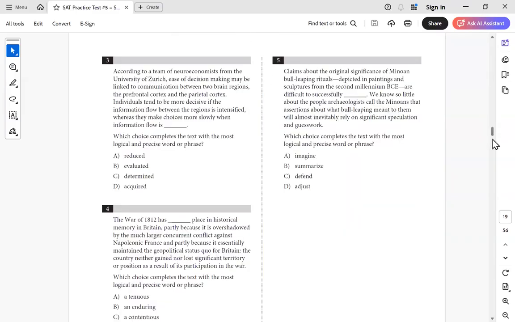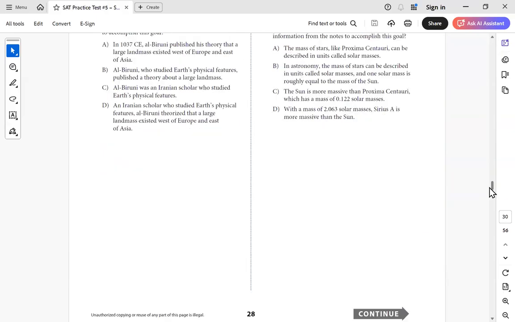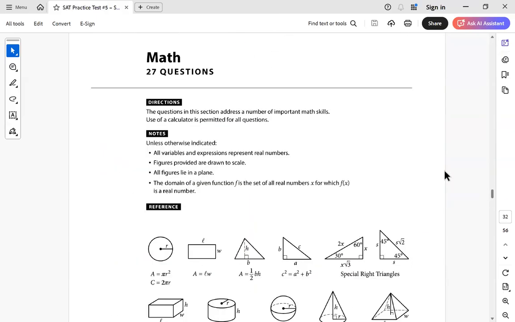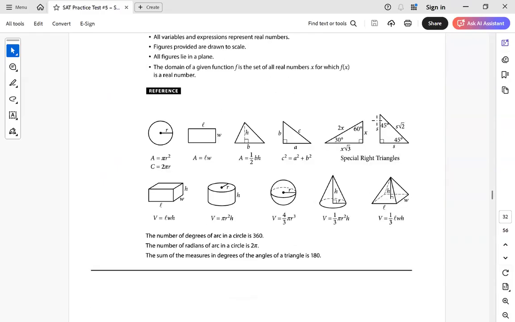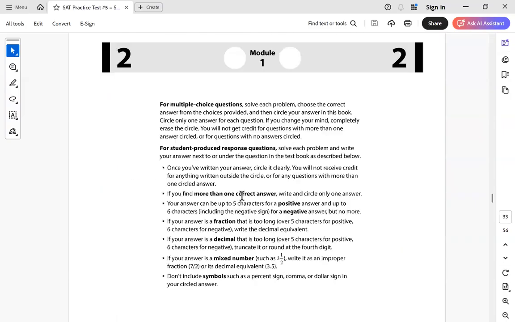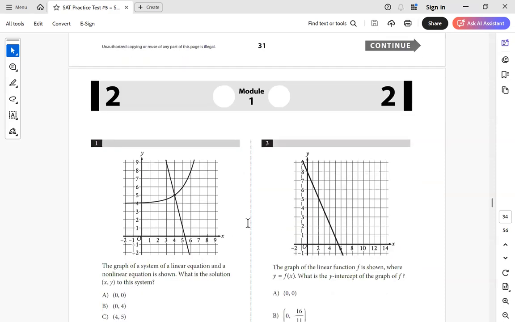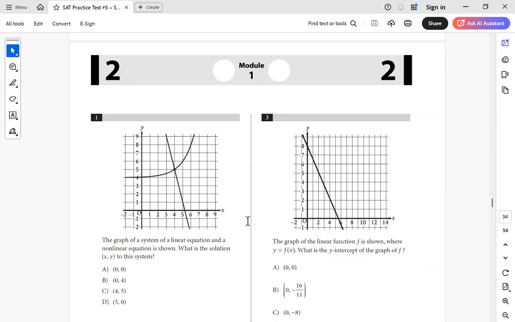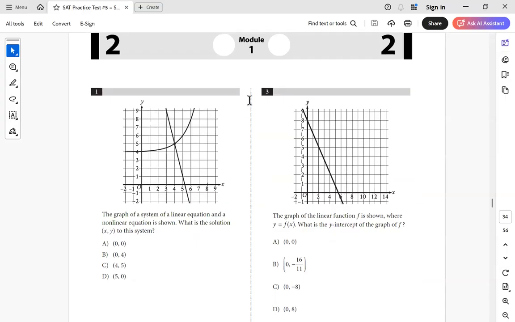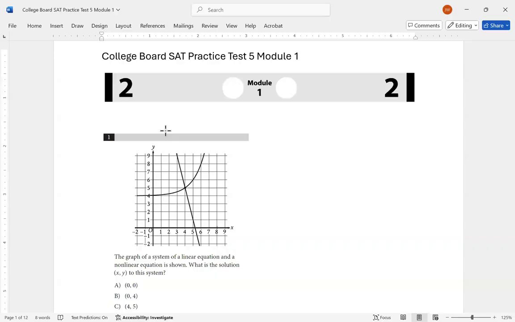The reading and writing portion starts the practice test, but once you get down to about page 30, the math portion starts. Obviously, there are some formulas that we may use, and there are some directions about how to type your answers in. And then module 1 starts. Module 2 comes afterwards, but in this video, we're just covering module 1. So we'll start with question 1. So here we go. Practice test number 5, module 1.